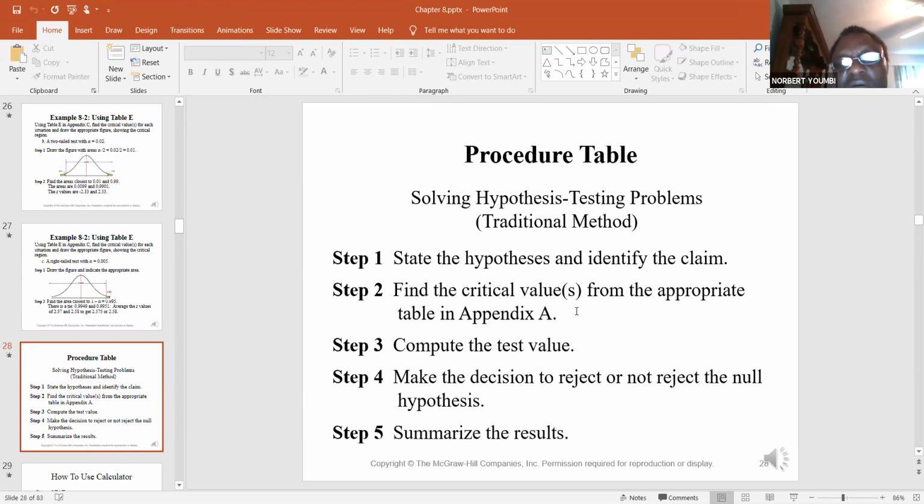You make the decision now based on whether or not the test value is in the critical region. If it is in the critical region, you reject H0. If it is not in the critical region, you do not reject H0. Based on the decision that you take at this level, you now go back to see the claim. If the claim is H0, your conclusion will be either to reject or not to reject H0. If your claim was H1, that is the alternative hypothesis, your conclusion will be either to support or not to support the claim.